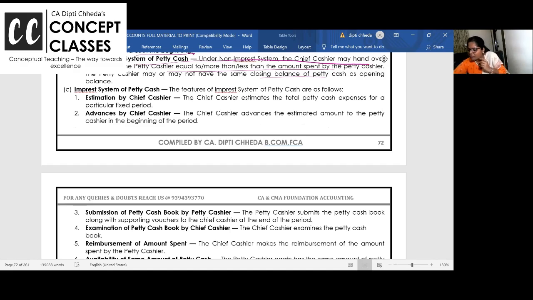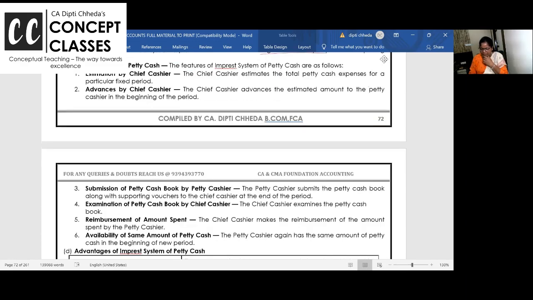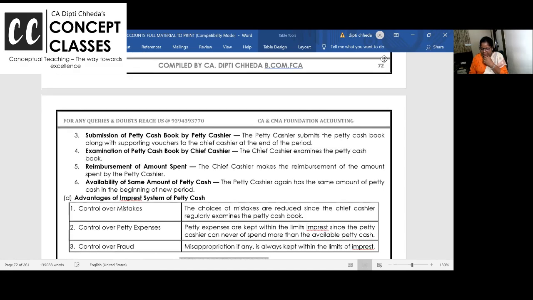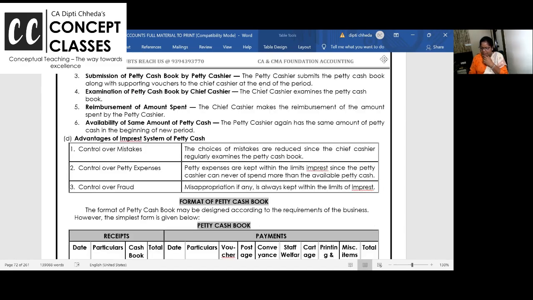Impress system of the petty cash. The cashier estimates the total petty cash for a particular period. He will take the advance. He will submit all the detail, and he will take the reimbursement. What are the advantages? Chances of mistakes are reduced because you have a cross-checking how much you have decided. Petty expenses are kept within limit. Impress, since the cashier can never spend more than what is available.